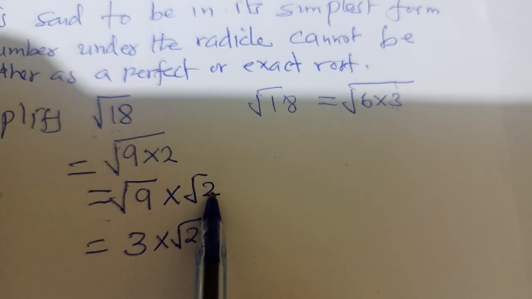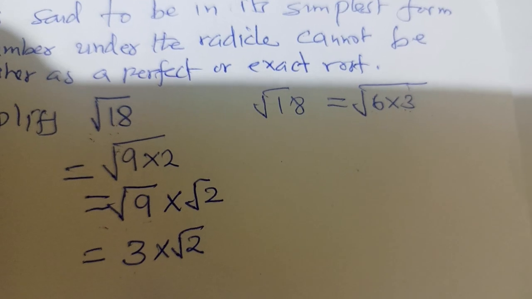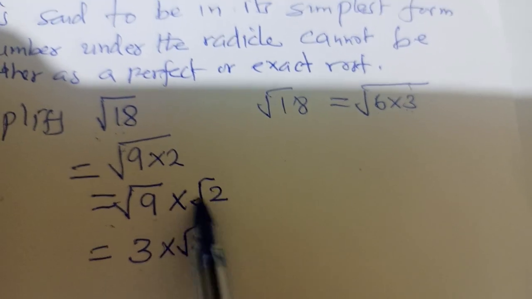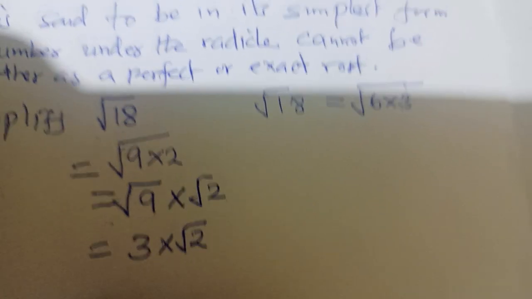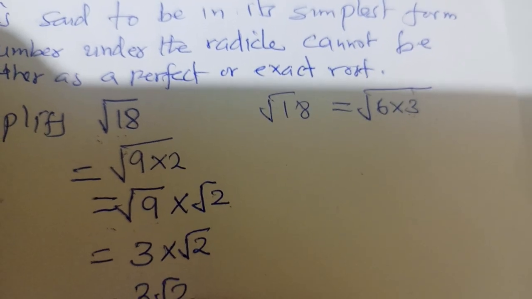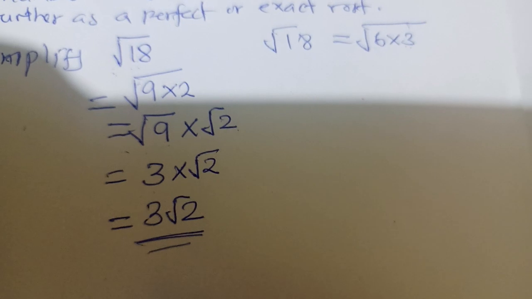Now 2 is not a complete square, so its square root is not exact, and therefore we leave this root 2 as it is, as a surd. So in this case, now our root 18 is 3 root 2. And when written in this form, we say it is in its simplest form.